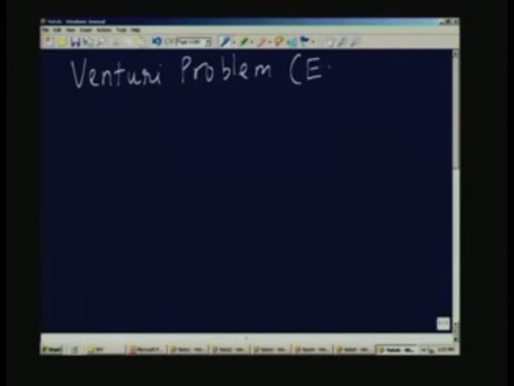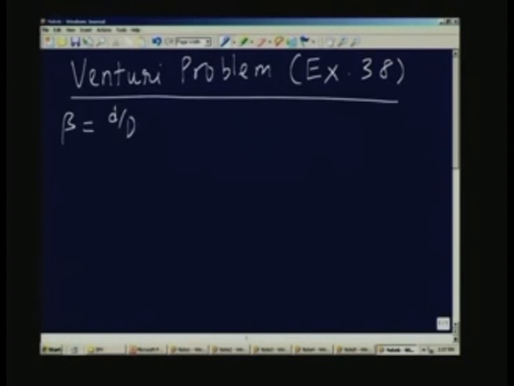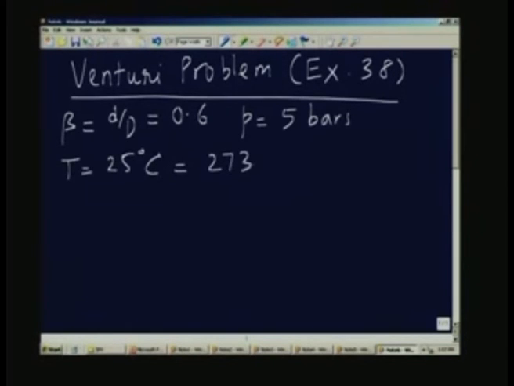This is example 38. We are given beta is 0.6, which is nothing but small d by capital D equal to 0.6. The pressure is 5 bars and temperature is given as 25 degrees, so I will convert it to Kelvin. It is 298 Kelvin.